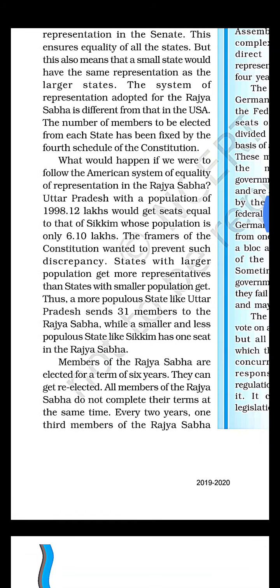Clear? Okay. Members of the Rajya Sabha are elected for a term of 6 years. What is the tenure of the Rajya Sabha? 6 years. But it is a permanent house, and its members retire after 2 years. One third of the members retire after 2 years. Okay, they can get re-elected.